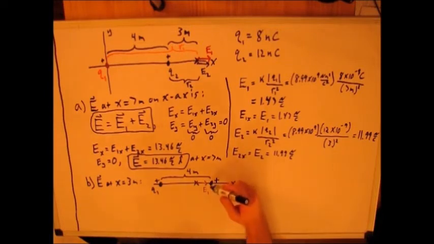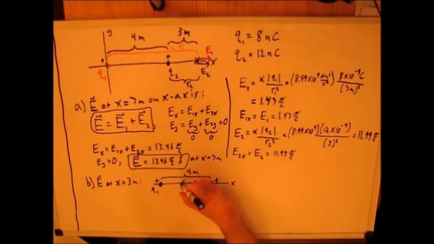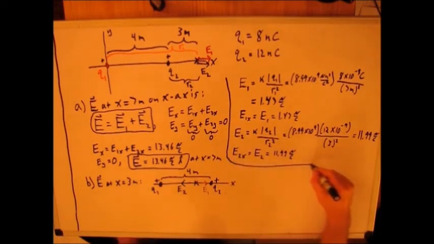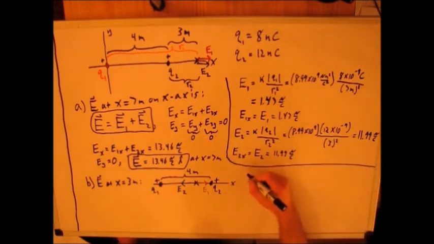What about the field due to Q2 at this point? This is a positive charge, so the field due to that charge points directly away from it. So that field, E2, points to the left at that spot. So the two electric fields that we have to add together as vectors, one of them points to the right, one of them points to the left.